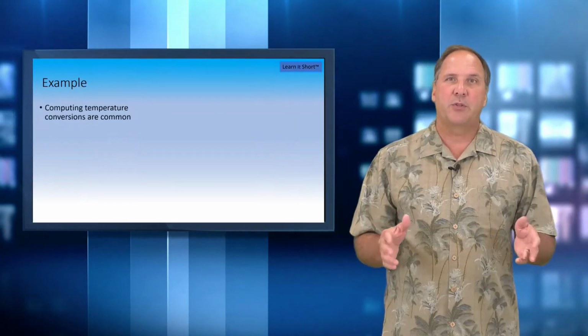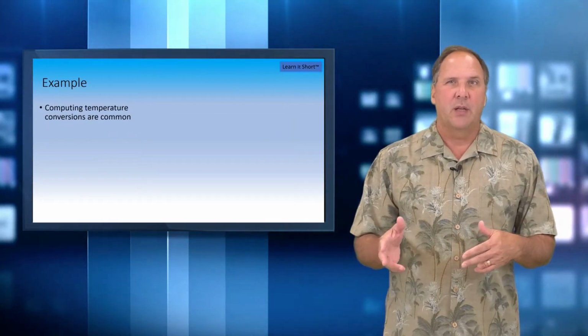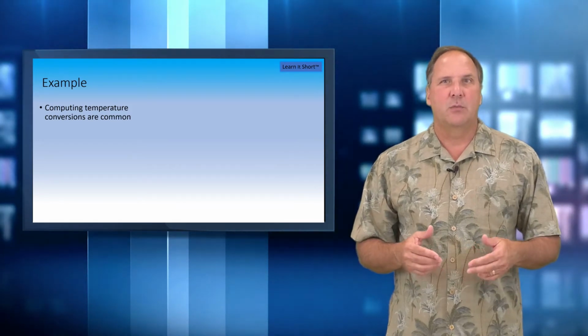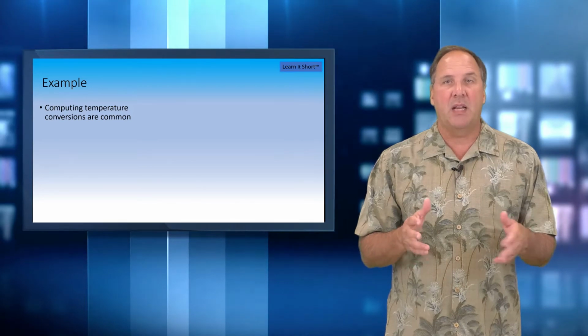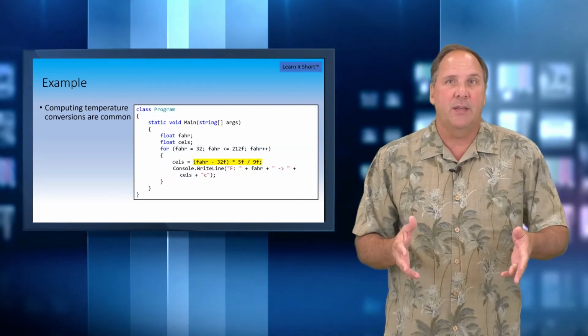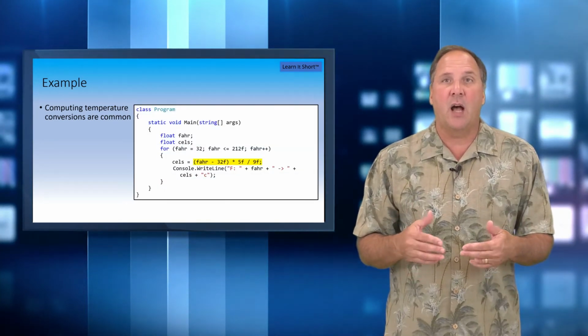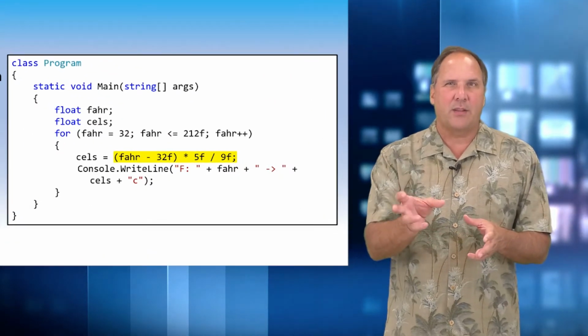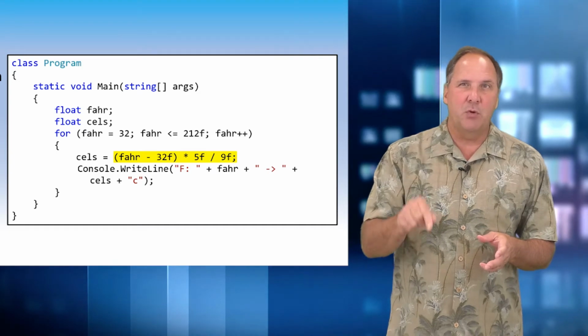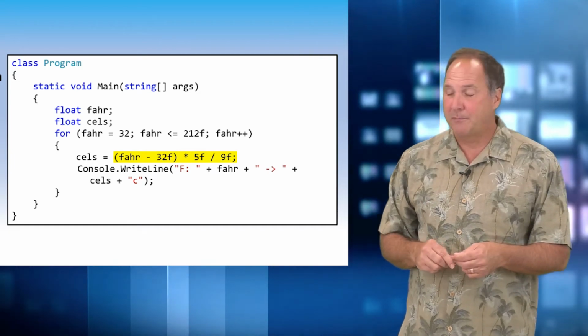Now, converting temperatures from one scale to another would be a common action. We should encapsulate that in methods so that anytime we want, we can call that method to make that conversion and not worry about how it's done. Let's cut out the formula in main and move it to a new method.